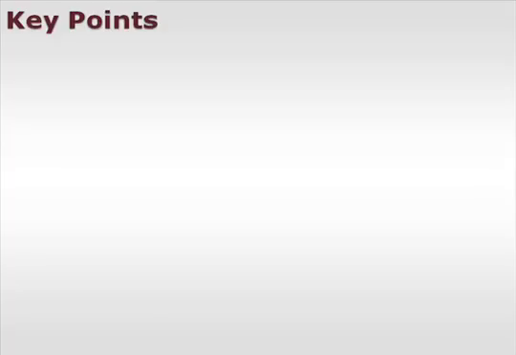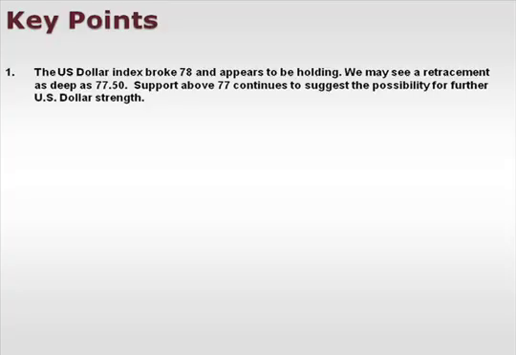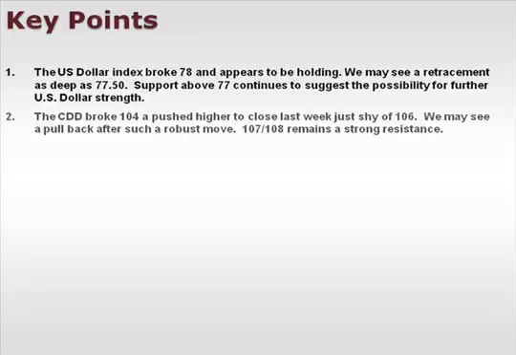Let's take a look at our key points. First of all, the US dollar index broke 78 and appears to be holding. We may see a retracement as deep as 77.5. Support above 77 continues to suggest the possibility for further US dollar strength. The CDD broke 104 and pushed higher to close last week just shy of 106. We may see a pullback after such a robust move. 107, 108 remains a strong resistance.